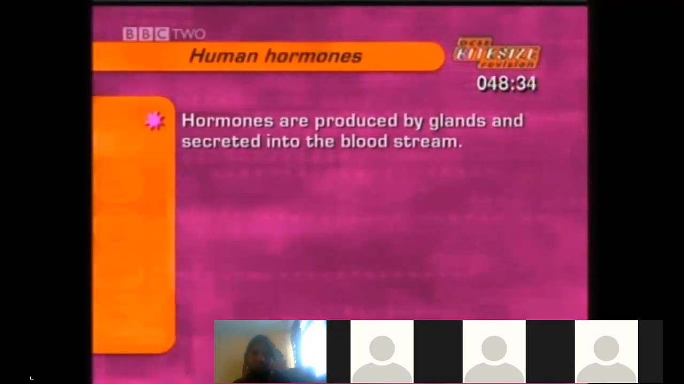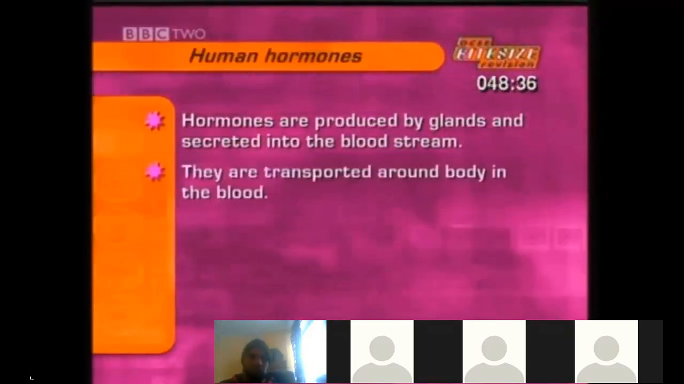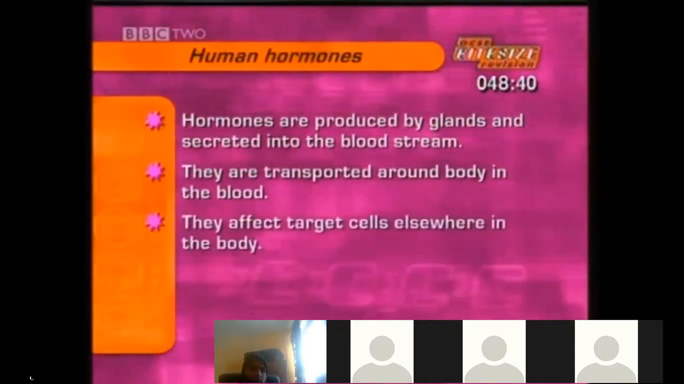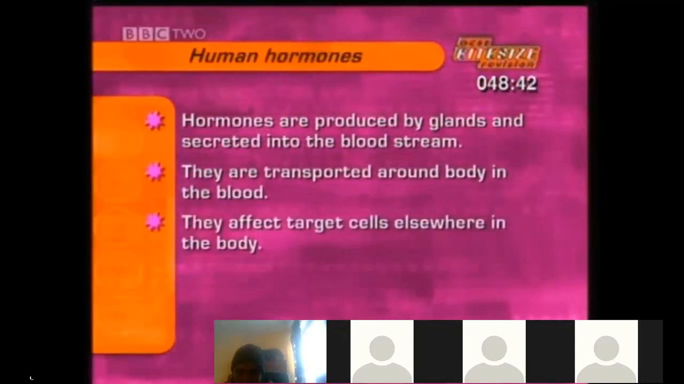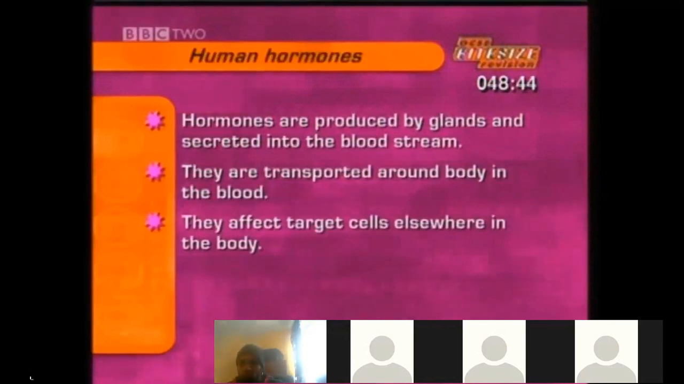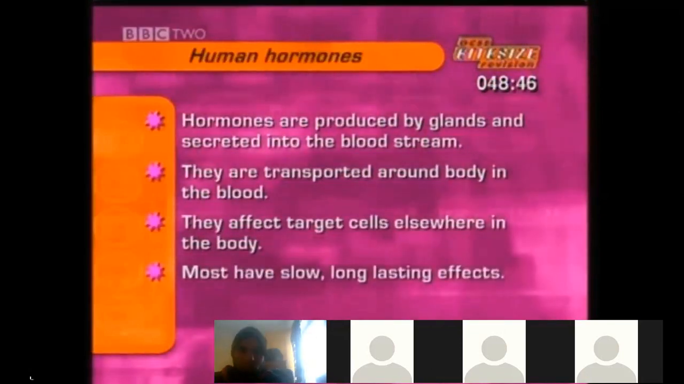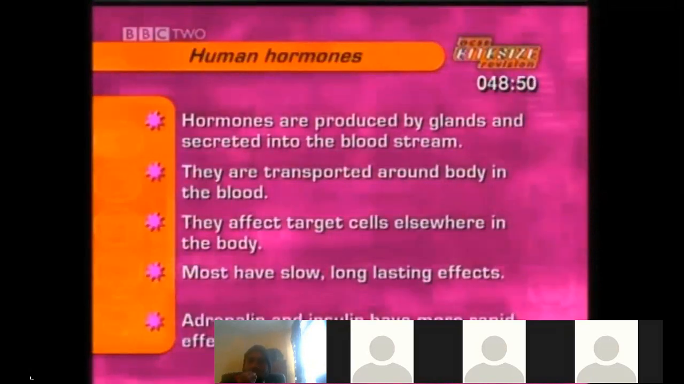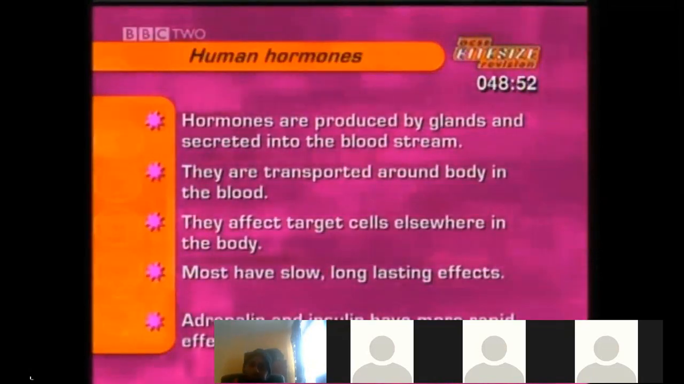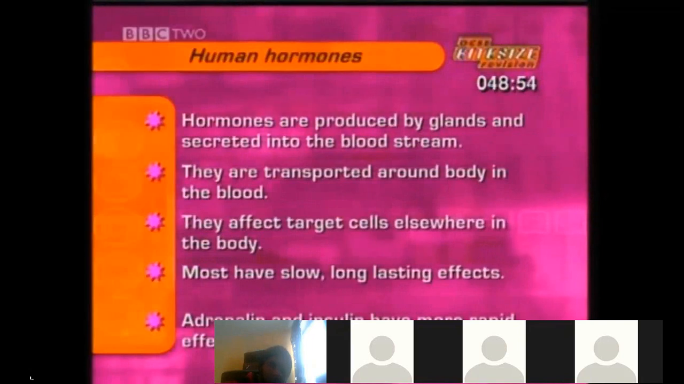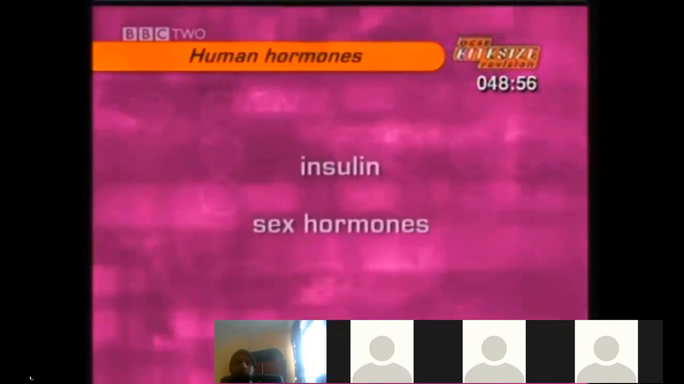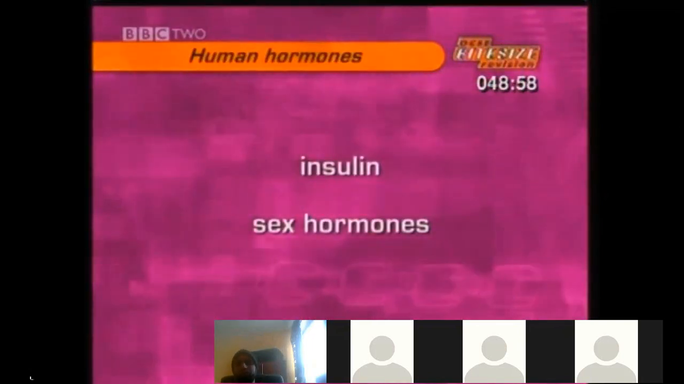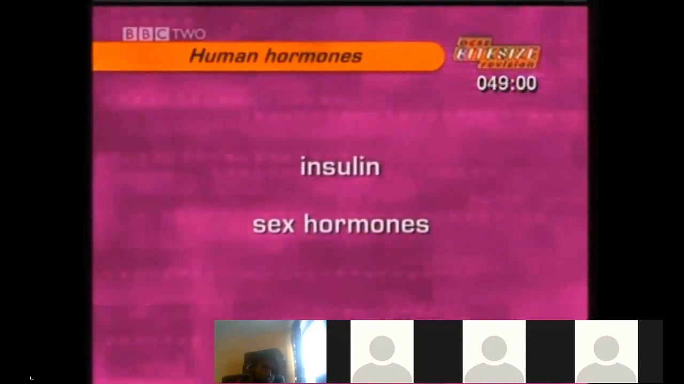Hormones are produced by glands and secreted into the bloodstream. They're transported around the body in the blood. Hormones affect specific cells, target cells, elsewhere in the body. Generally, hormones have slow, long-lasting effects. Adrenaline and insulin are two hormones that have more rapid effects. Now we look at two hormones in detail, insulin and sex hormones.